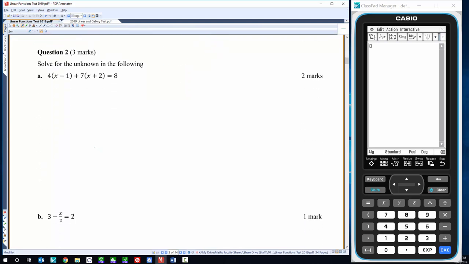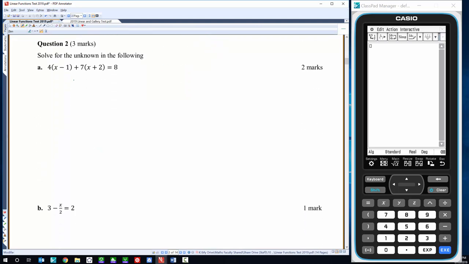Right, so this one here is a solve. So what we're going to do is collect up the x's. That means we've got to get them out of the brackets. That means we need to use the distributive law. So 4x take 4 plus 7x plus 14 equals 8. That is 11x plus 10 equals 8.